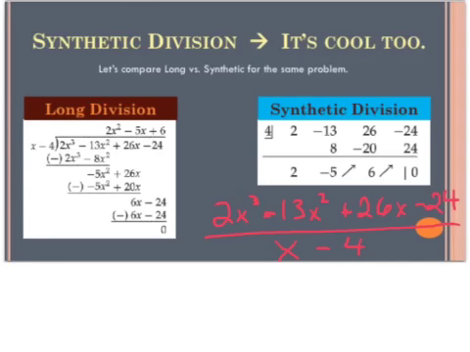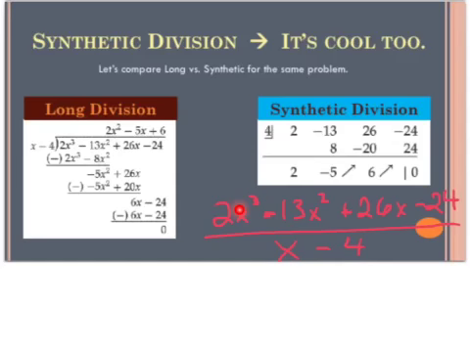All right, so here's our first slide. Synthetic division. It's different from long division in that it does not record the variables, and it's pieced up into different compartments. So we're going to take a look. Here's your long division problem, and we have 2x cubed minus 13x squared plus 26x minus 24 divided by x minus 4. And I show that right here on the right side.